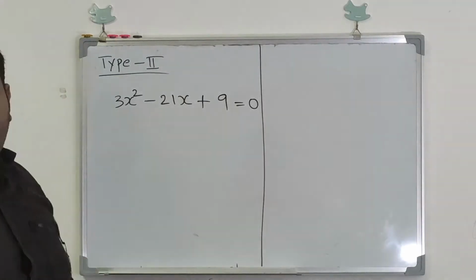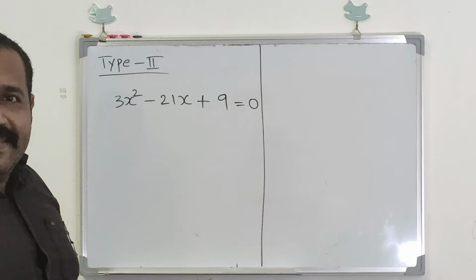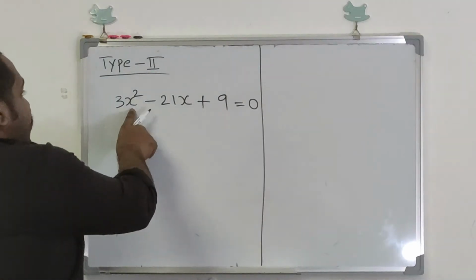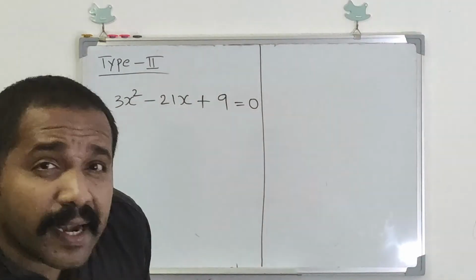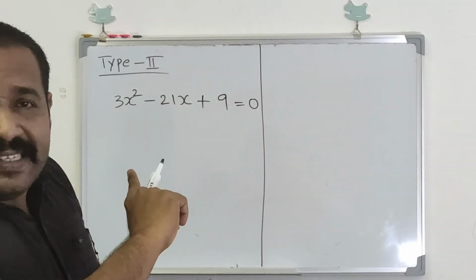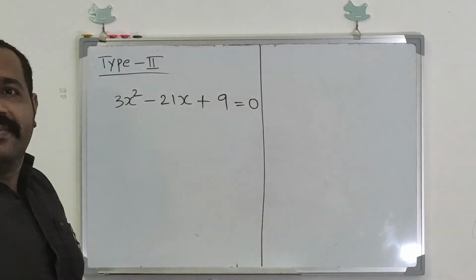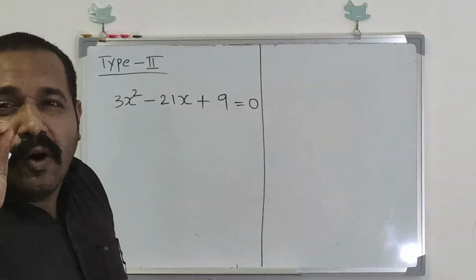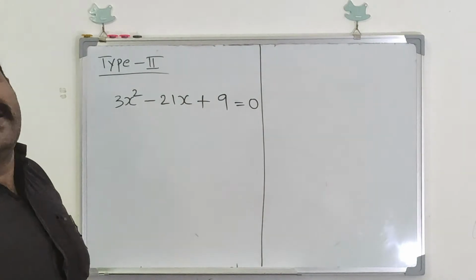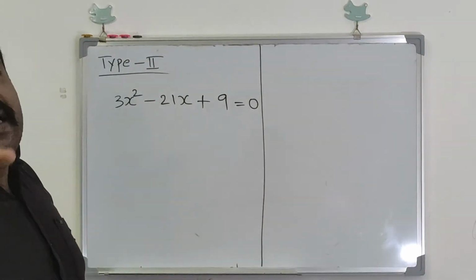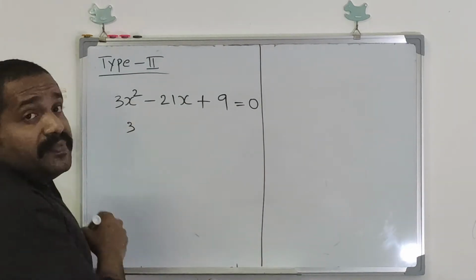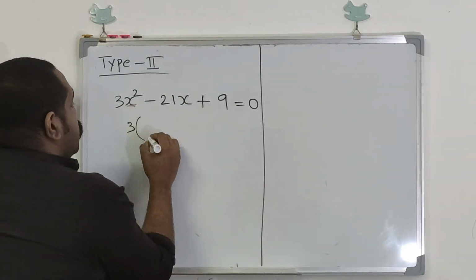So this is also a quadratic equation, right? But unfortunately the coefficient of x square is not equal to 1. What is the coefficient? That is 3. In that case we will use a small technique. So what is a small technique for doing the completion of square? So you can take 3 common from these two.